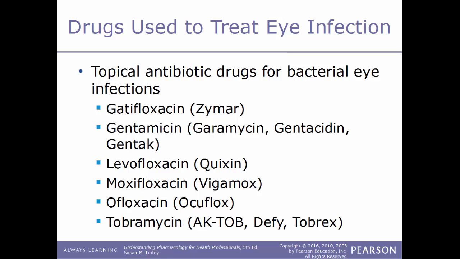gatifloxacin, which is sold under the trade name Zymar; gentamicin, which is sold under several trade names: Garamycin, Gentacidin, and Gentak; levofloxacin, which is sold under the name Quixin; moxifloxacin, which is sold under the trade name Vigamox; ofloxacin, which is sold under the name Ocuflox; and tobramycin, which is sold under the names Tobrex or AKTob.